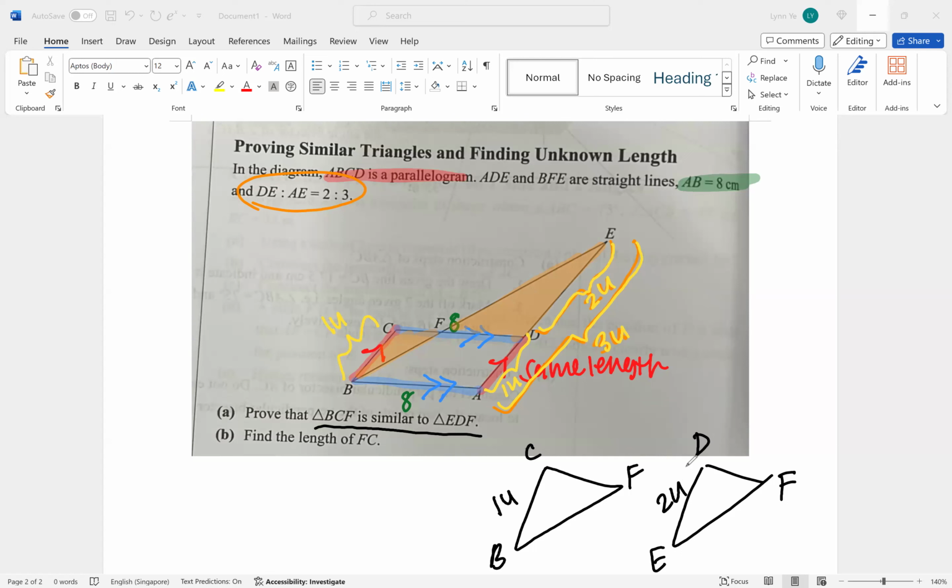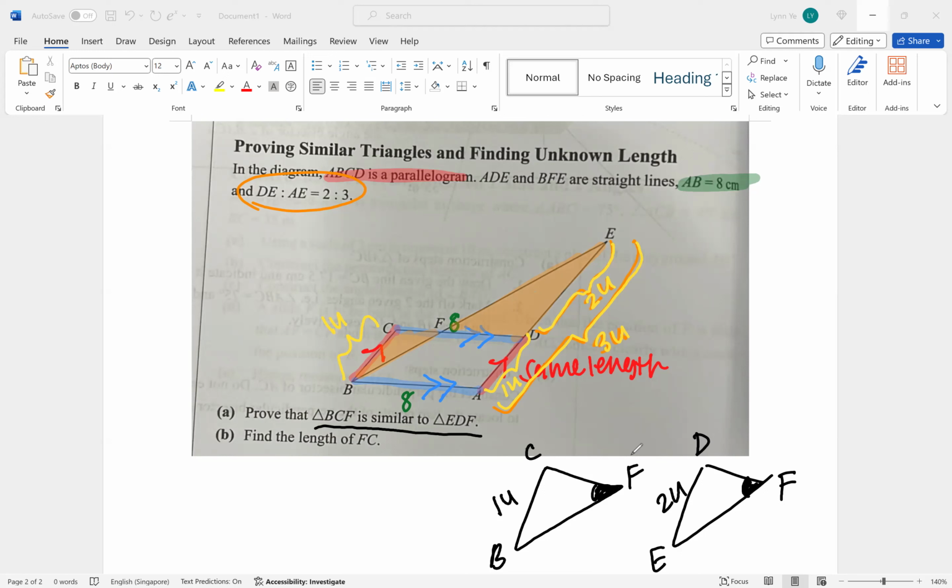Any more? What? CF, CFB, and EFD, Y. How come you know that these two are the same?